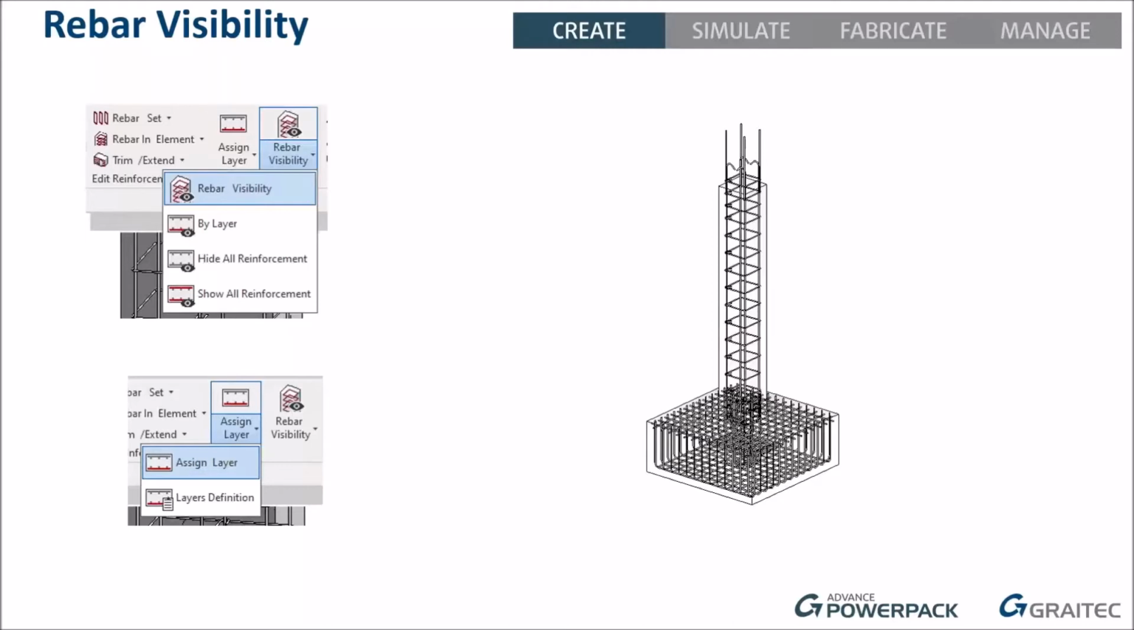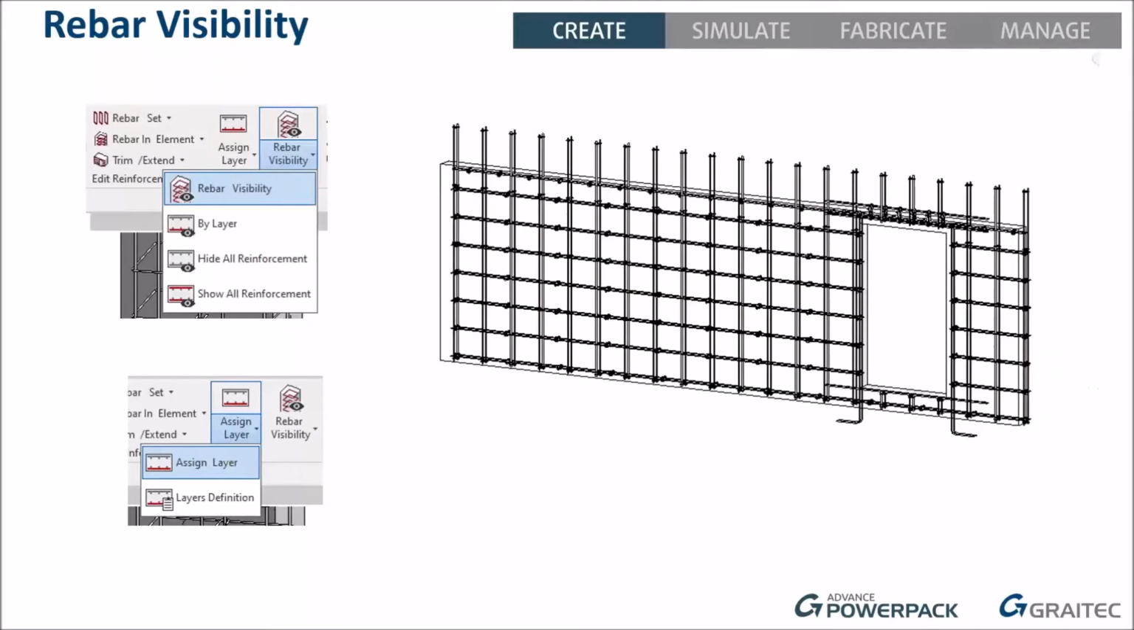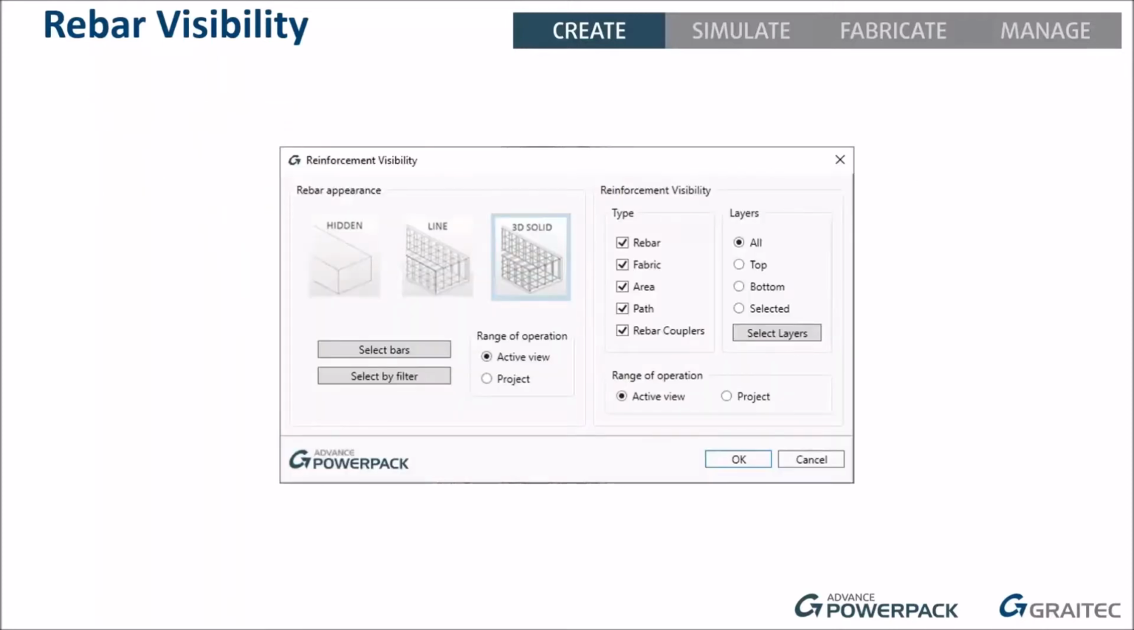reinforcement. And it doesn't matter whether we're doing columns, beams, or walls, it's exactly the same. The actual rebar visibility button itself will open this dialog box for us, okay? And in here we can start to look at how we have things displayed. It's a lot easier to use than the view states that are inside of Revit as it is, and it just makes it a faster way of working.